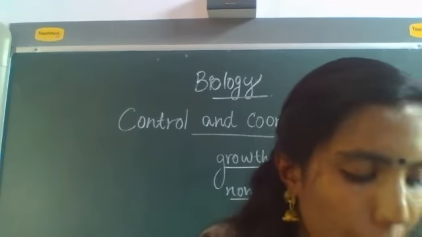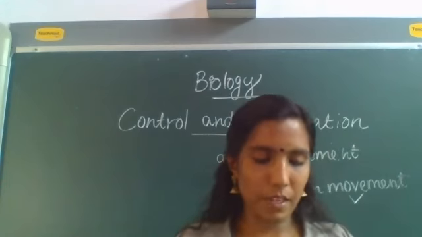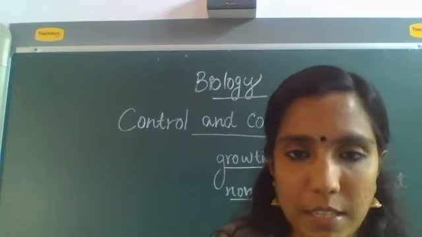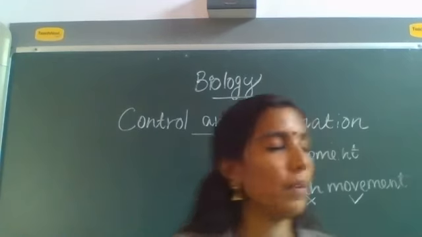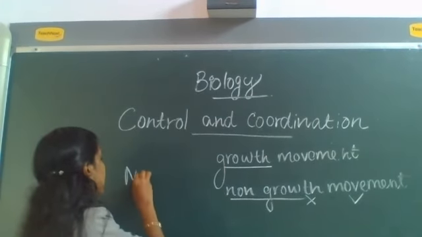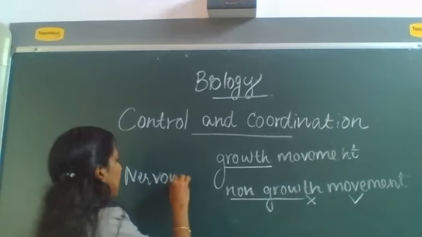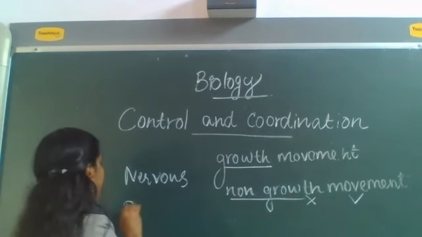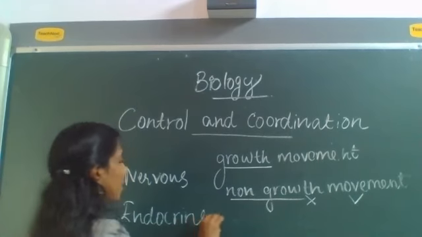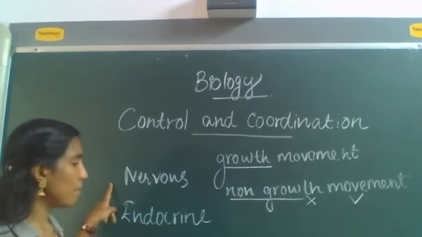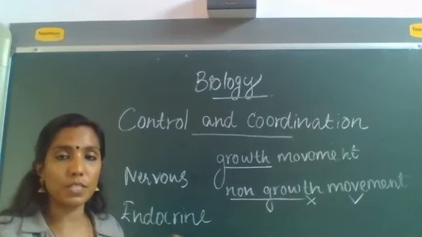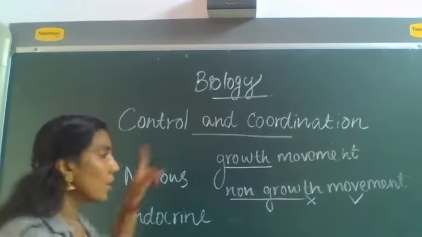For proper coordination in higher organisms, there are two types of systems involved. What are the two systems for proper coordination? First one is the nervous system. Second one is the endocrine system. These are the two systems involved in the process of coordination.